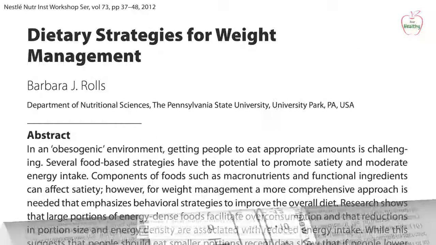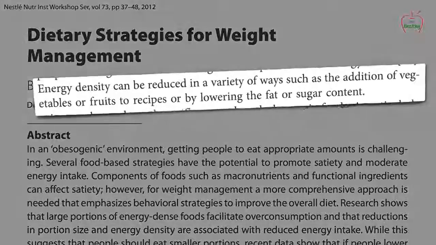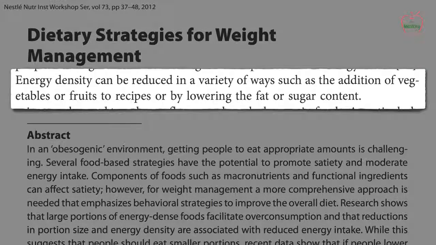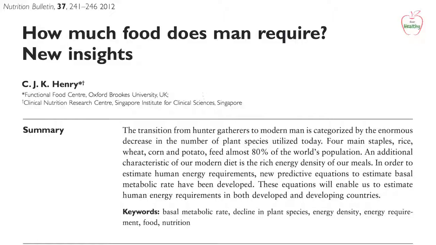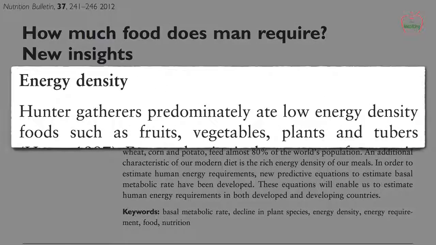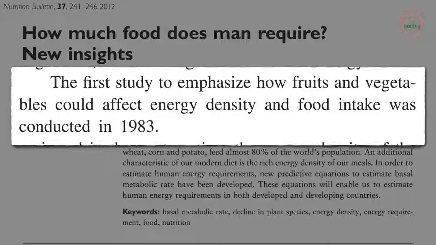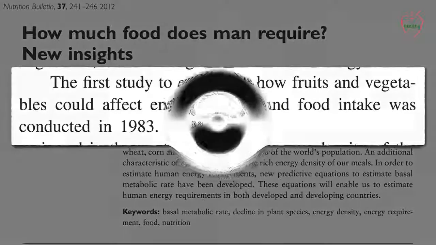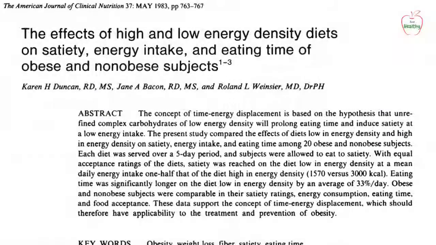Energy density can be reduced in a variety of ways, such as the addition of fruits and vegetables to recipes, or by lowering the fat or sugar content. And indeed, that's how we evolved, eating predominantly low-energy density foods, such as fruits, vegetables, plants, and tubers, starch-filled roots like sweet potatoes. The first study to emphasize how fruits and vegetables could affect energy density and food intake was conducted more than 30 years ago.